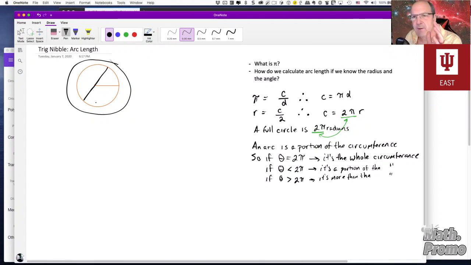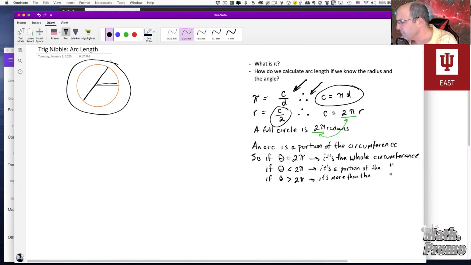When you're figuring out the length of an arc, all you're doing is figuring out what part of that circumference it is. Pi equals the circumference divided by the diameter. Therefore, your circumference is equal to pi times your diameter. The radius, this subpart here, is your diameter over 2.